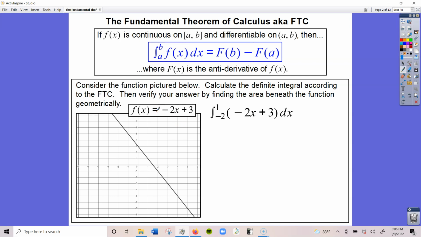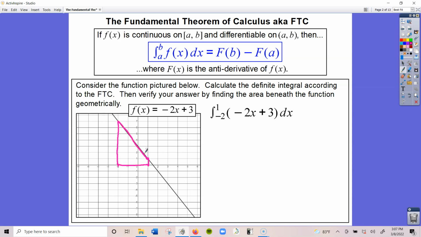So here we have our function, negative 2x plus 3, so this line here. And we're going to evaluate both ways, using geometric formulas and using the FTC. So here we have the integral from negative 2 to 1 of my function. So here's my graph. We're going from negative 2 to 1. By the way, with our limits of integration, it's always the lower number on the bottom and the higher number on the top. So the area would be from here to here, again, bounded by that x-axis.